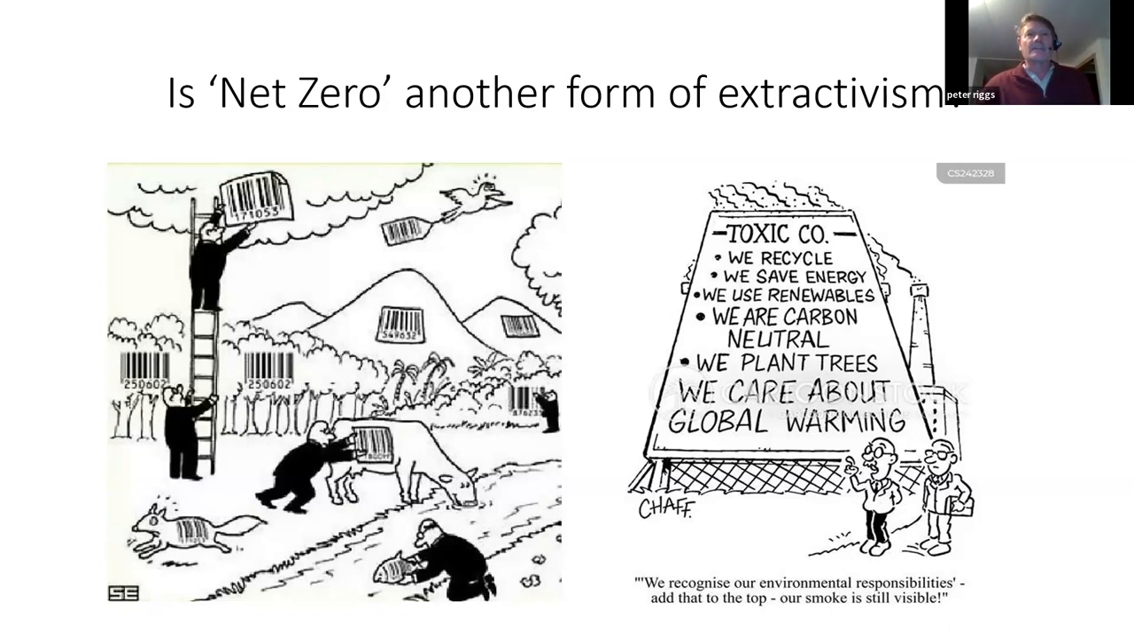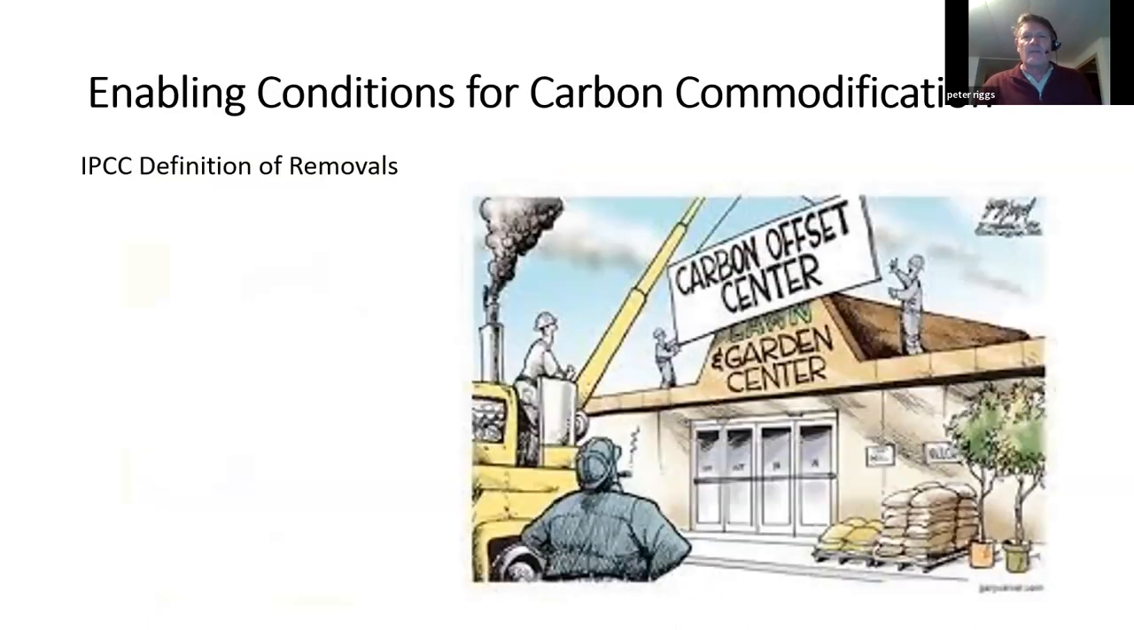The last setting in which removals were normalized, brought into the picture, was in fact the Paris Agreement. Now, the phrase net zero does not appear in this Paris Agreement, but it does talk about balancing emissions and removals by the year 2050. We could say a lot more about the history of this, but I think other speakers will do so, and my time is short. But let me just indicate where the enabling conditions for carbon commodification came from.